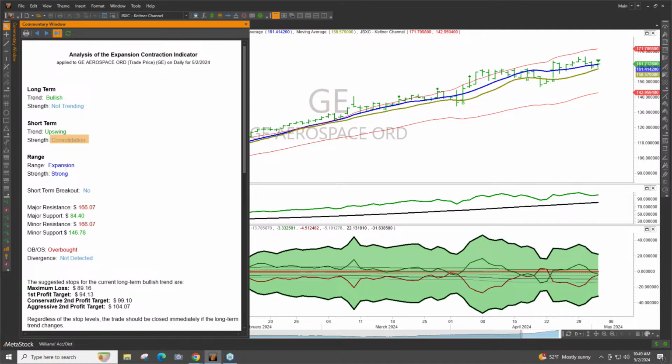So we tried to spell out exactly what the rules were and what they look like. And certainly that's something that is very, very helpful. In terms of the resistance and the support, using the rules that Brian provided, we list out exactly what those are and where they're forming so that you can see them on the chart. So you can see right here that our major resistance would be at 166. Our major support would be at 84. And then our minor resistance is still 166, but our minor support's a bit higher, 146.678.